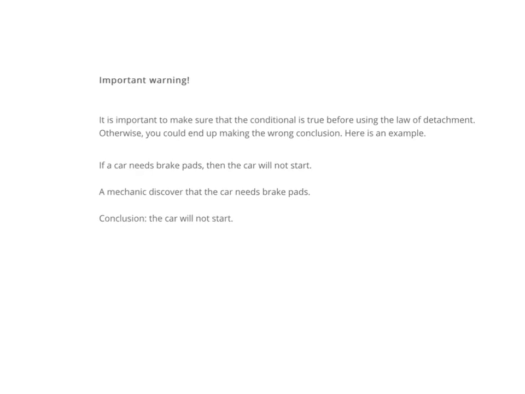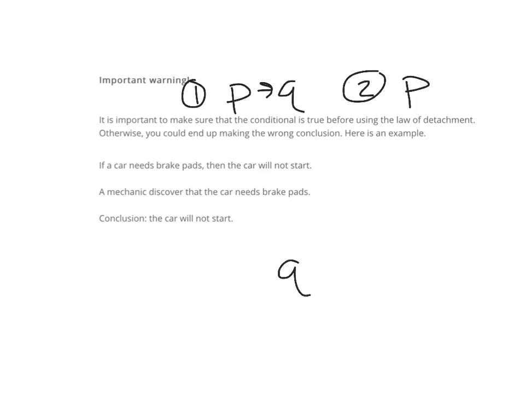So it's important to make sure that the conditional, meaning the whole if P then Q, is true before using the law of detachment. Otherwise, you could end up making the wrong conclusion. So we need if P then Q to be true. Remember, we need two things to be true. So if P then Q has to be true. This is one. What's the second thing we need to be true? P has to be true. And then we can conclude that Q is true.